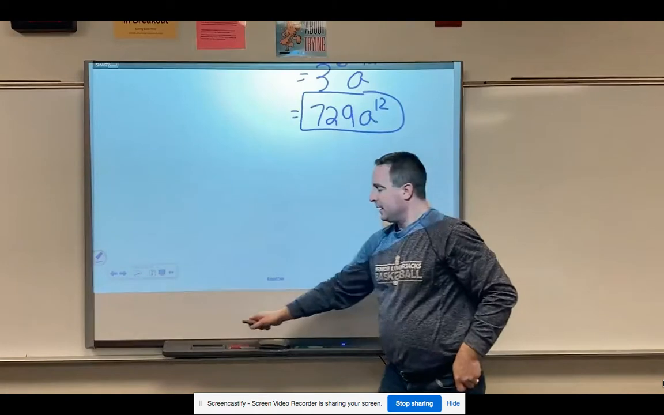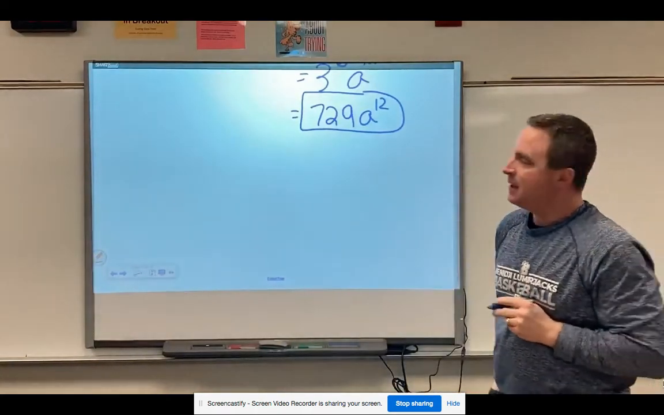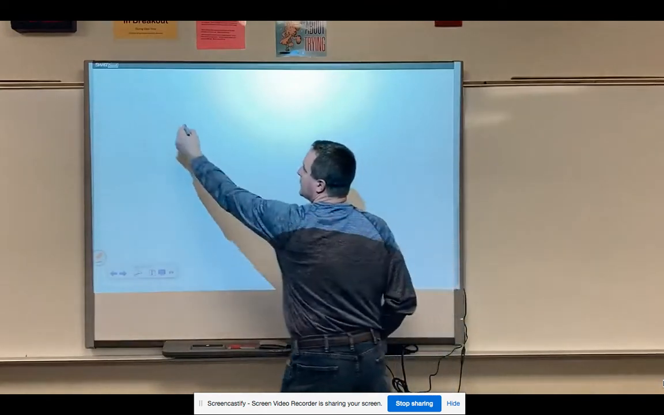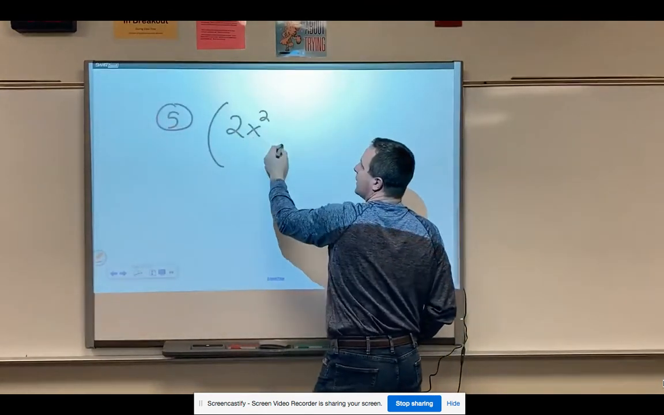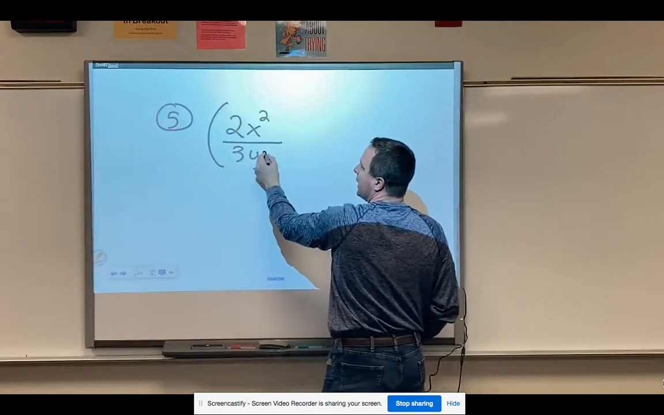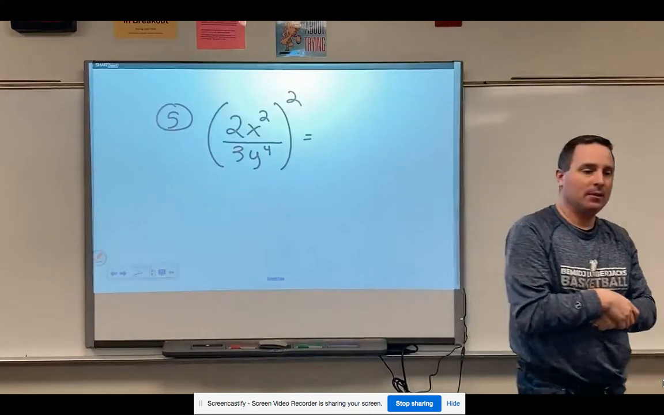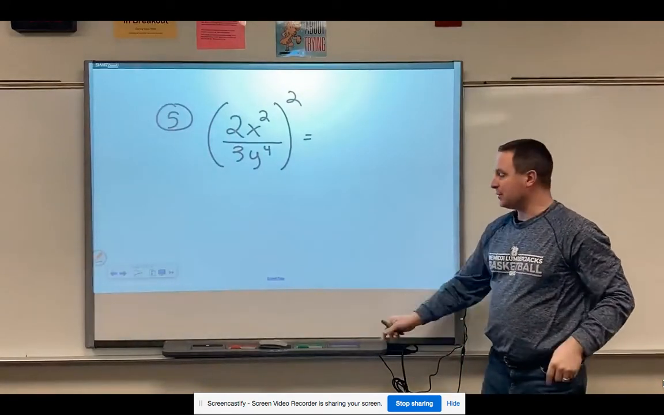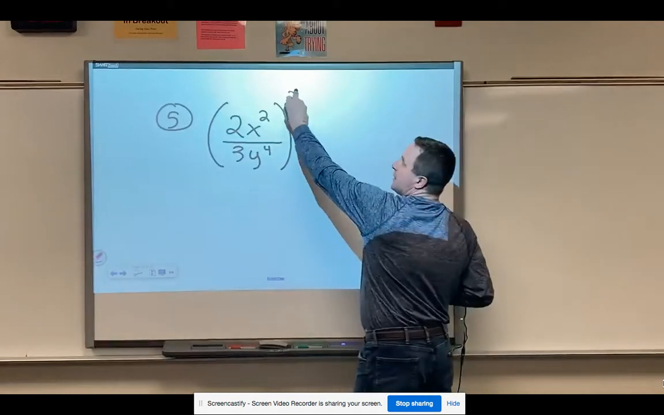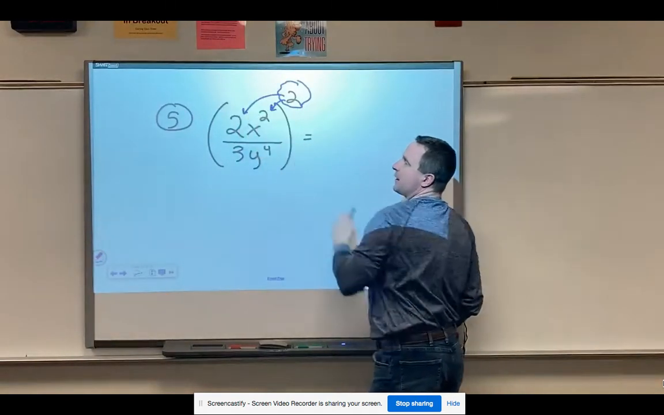Another thing that we haven't really talked about here are fractions. Here's number 5. How do I do something like this? 2x squared over 3y to the 4th, and I square it. The way we do fractions, we do them the exact same way. We're just going to treat the numerator and denominator separately. This little exponent out here, it gets distributed to everything in the numerator.